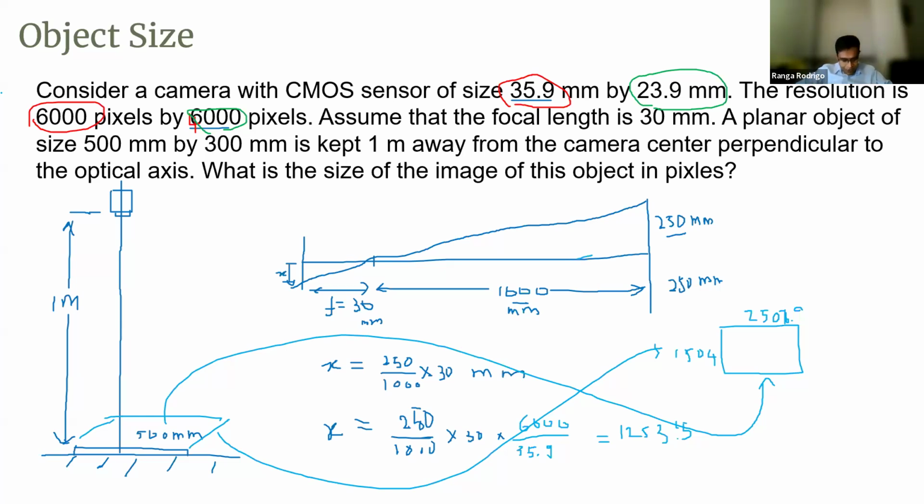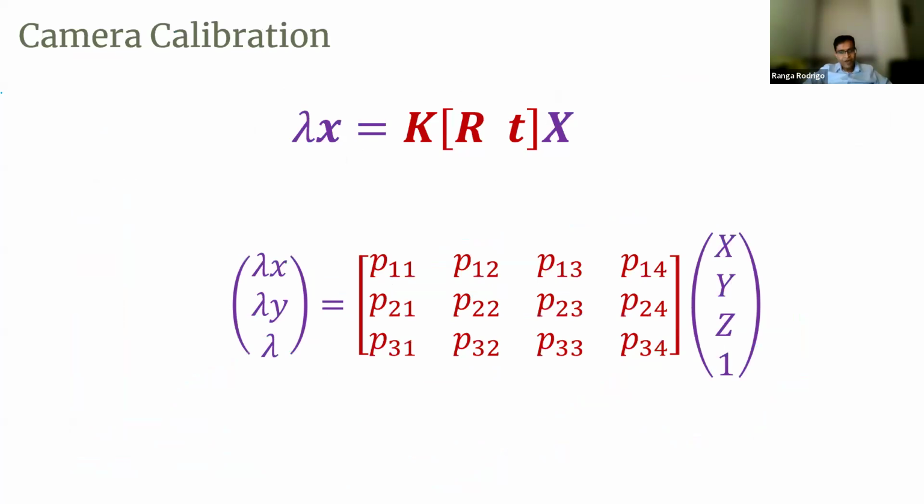So now we are going to look at one method of camera calibration, and there are many methods, and then we look at the software that you can use. So camera calibration. You can see the equation is lambda x is equal to K [R T] X. I hope this is now very clear and familiar to you. This is the camera matrix, or the P matrix. It's a 3 by 4 matrix.